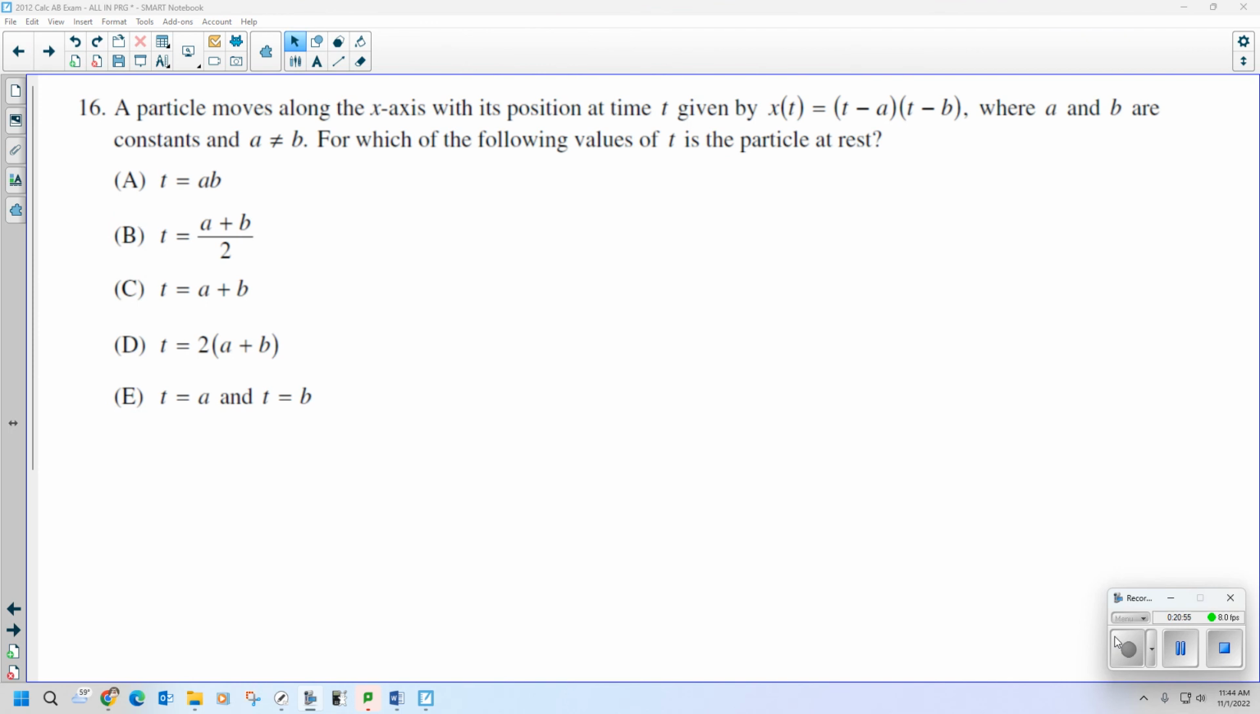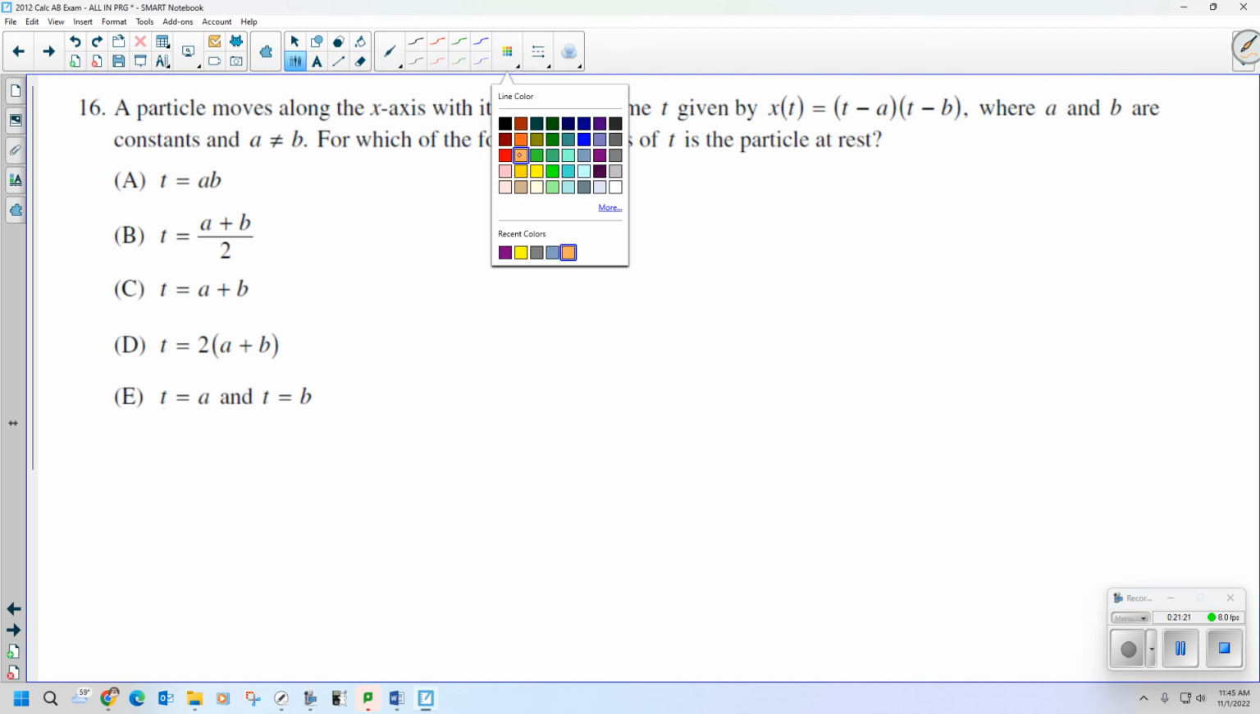16 reads, a particle moves along the x-axis with its position at time t given by x of t equals t minus a times t minus b, where a and b are constants, and a cannot equal b. For which of the following values of t is the particle at rest? I hate when we get two unknowns. I just dislike it, especially on the final. But let's show them what we're working with.